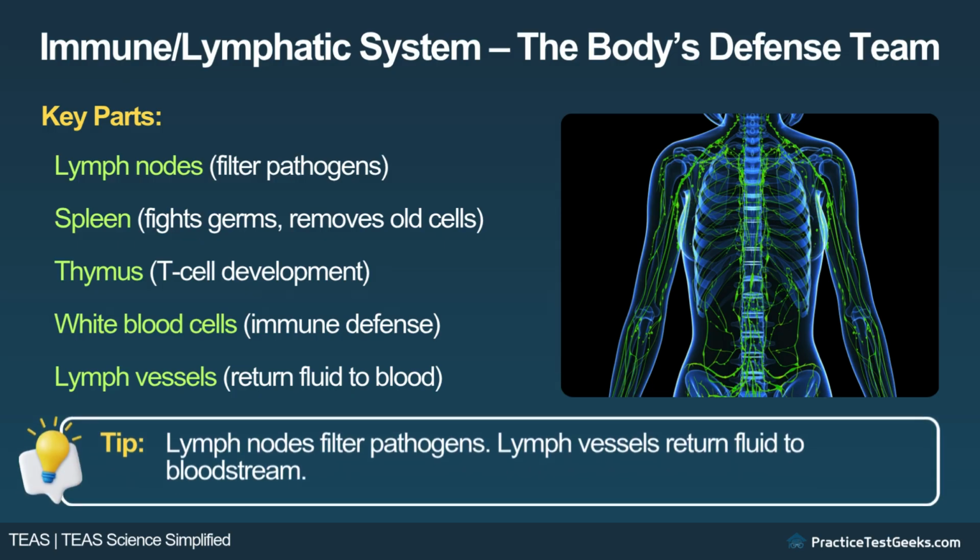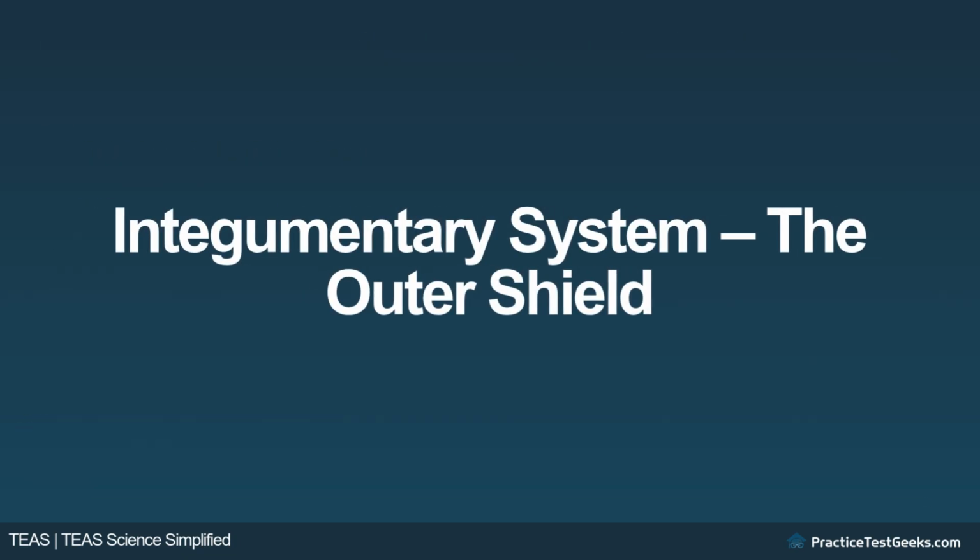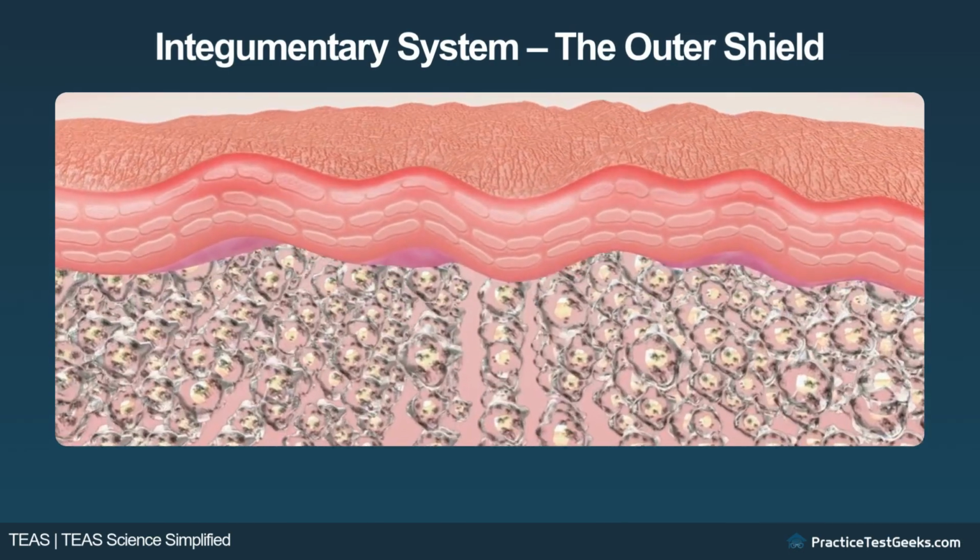Here's your TEAS tip. The lymphatic system filters pathogens and helps maintain fluid balance by returning excess fluid to the bloodstream. Finally, let's take a look at the integumentary system, your body's first line of defense.